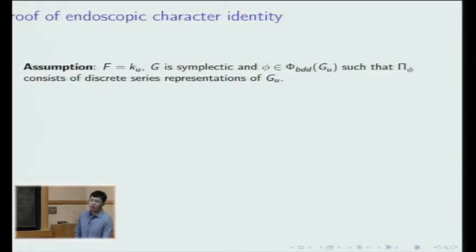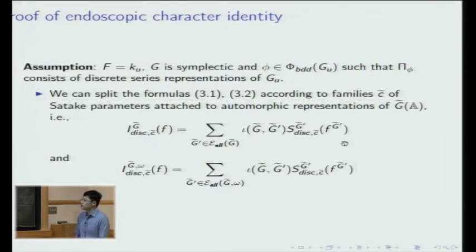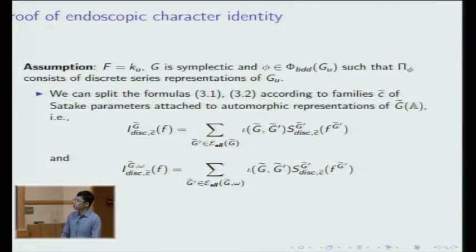Okay. And there are several ideas. And the first idea is that you can take your stable trace formula and split it into pieces just according to families of symplectic parameters attached to automorphic representations. The reason you can do that is because these symplectic parameters are really like eigenvalues, and they're eigenvalues by the action of these spherical functions. So in some sense, you have to split these trace formulas according to the eigenvalue c tilde.